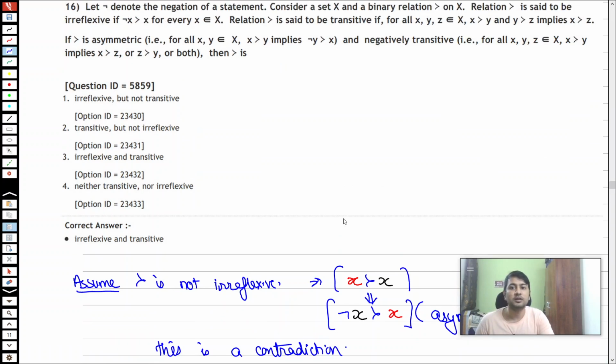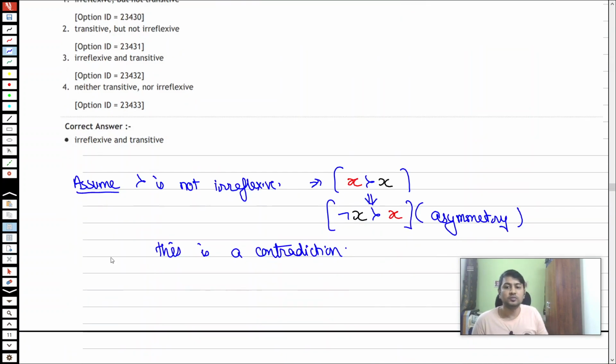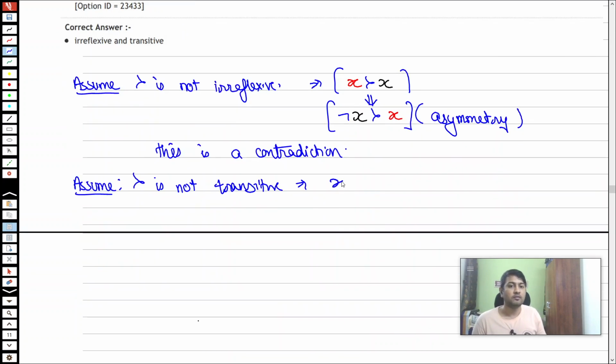Next, let's look at transitivity. So assume that preference is not transitive, which implies that if you have x strictly preferred to y and y strictly preferred to z, then you have negation of x strictly preferred to z.